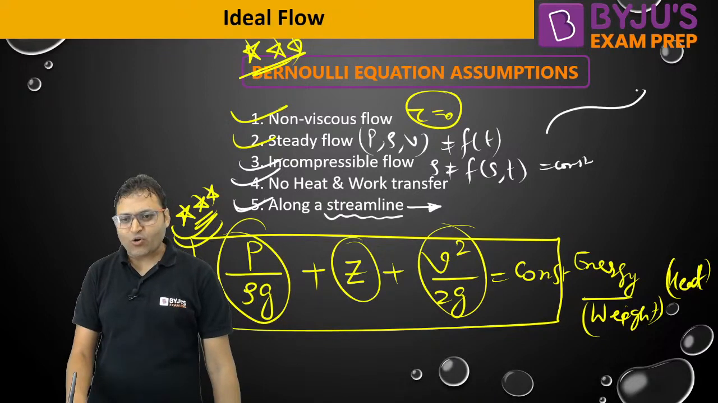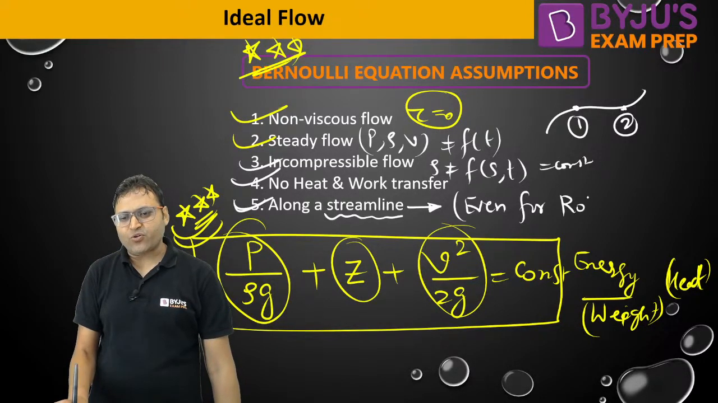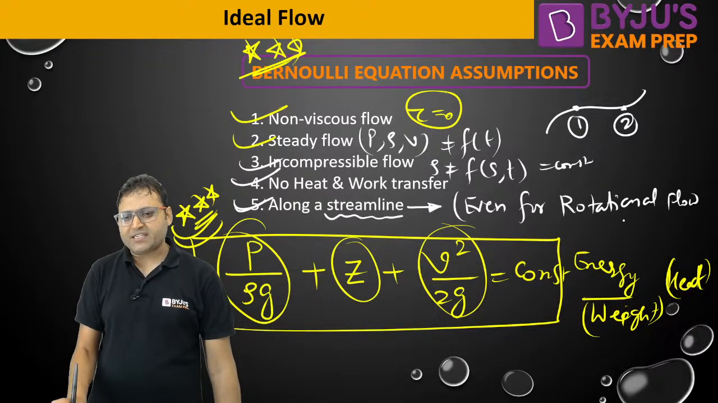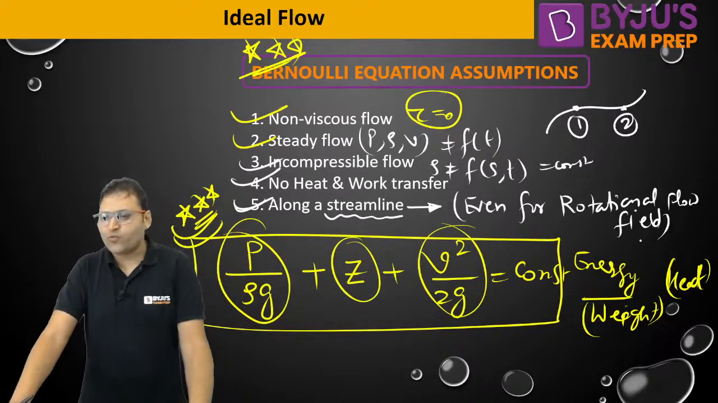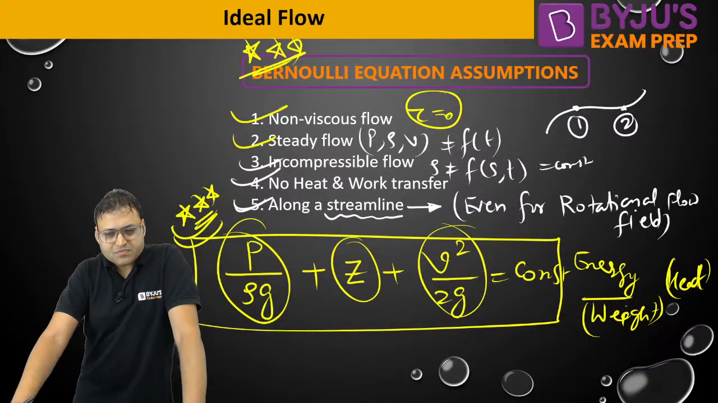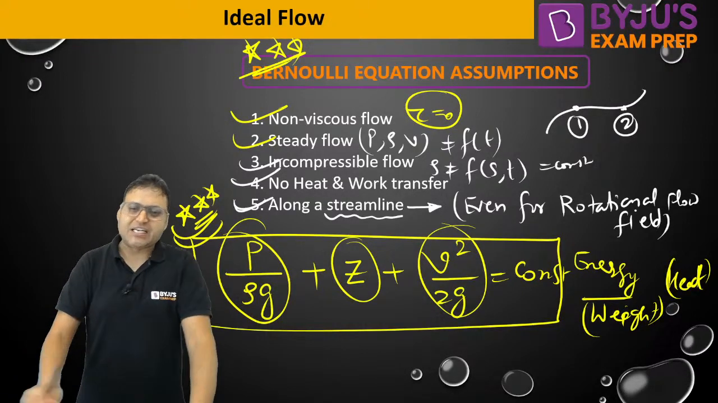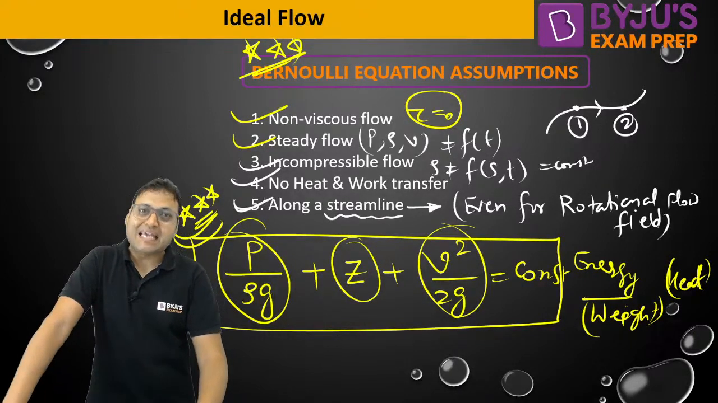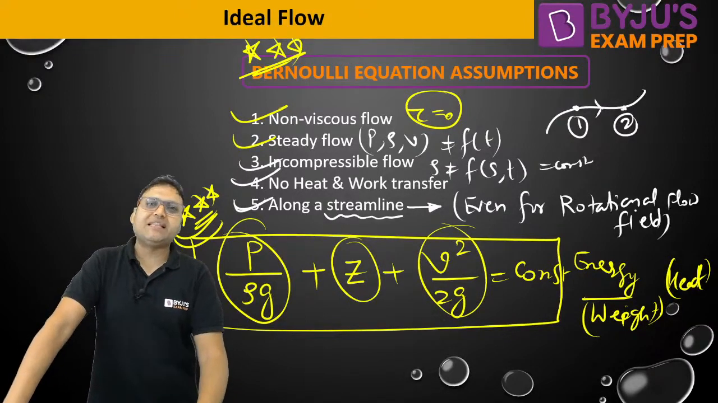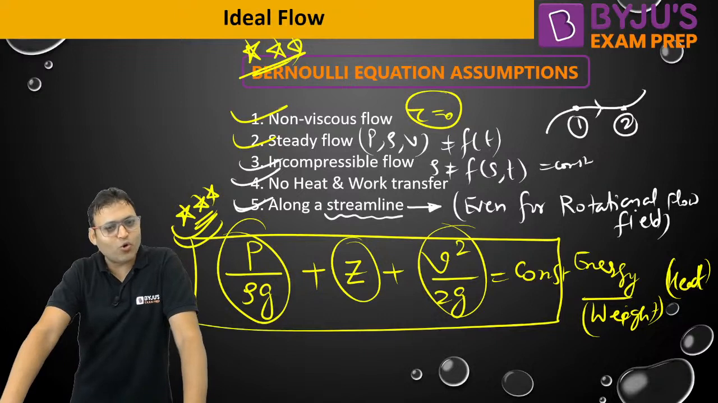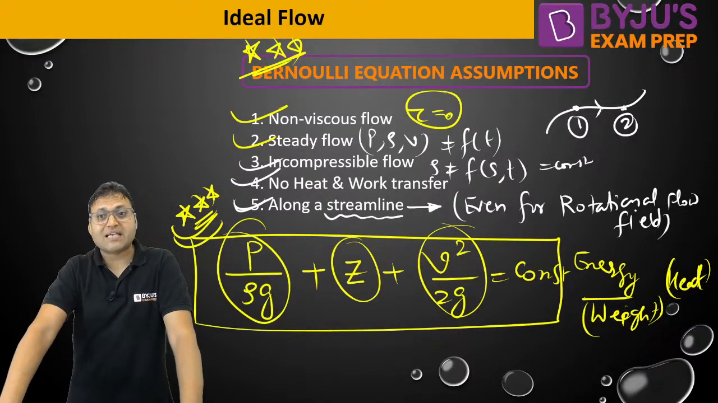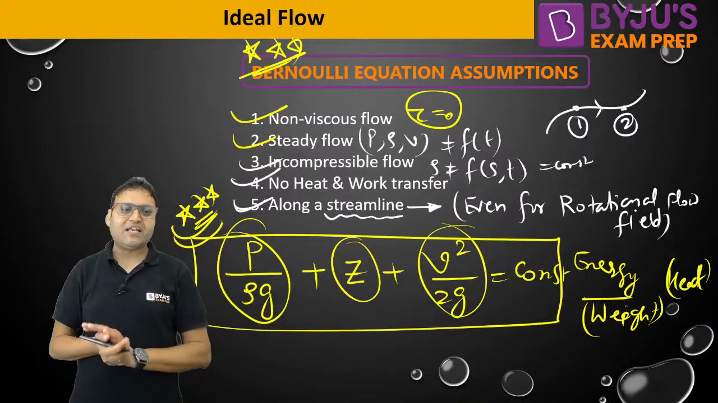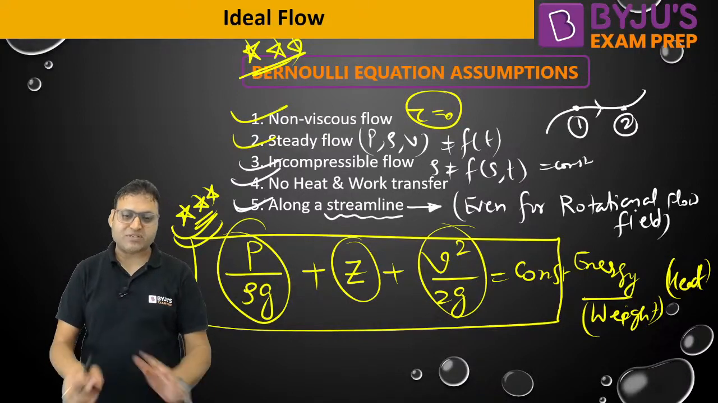If we are taking the point on the same streamline, then it does not matter whether the flow is rotational or irrotational. Even for the rotational flow field, the point must be taken on the same streamline, then the Bernoulli equation can be applied. But if the flow is irrotational, then between any 2 points in the flow field, we can apply the Bernoulli equation. That is the difference between rotational and irrotational flow. I hope it is clear. Because there is no energy loss along the streamline. Even for rotational flow field, there is no energy loss along the streamline. The energy loss takes place across the streamline.